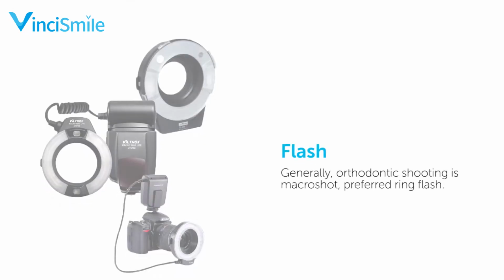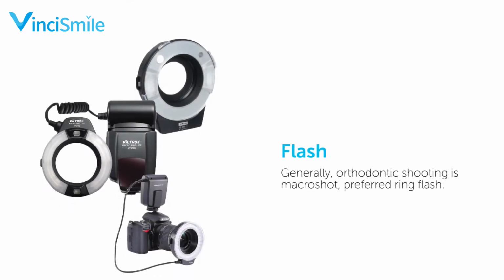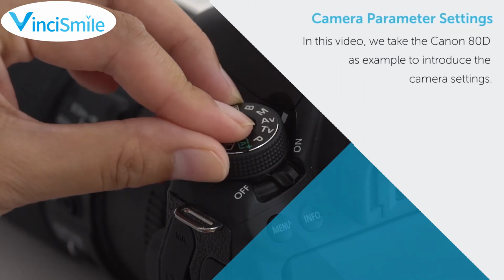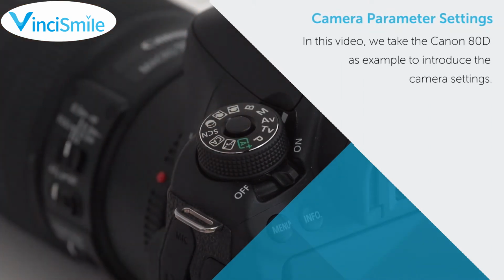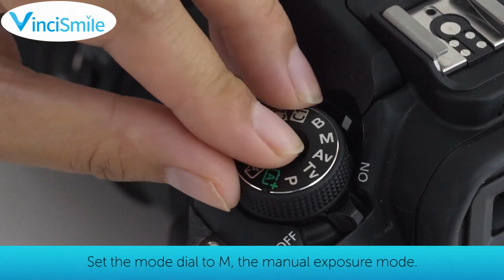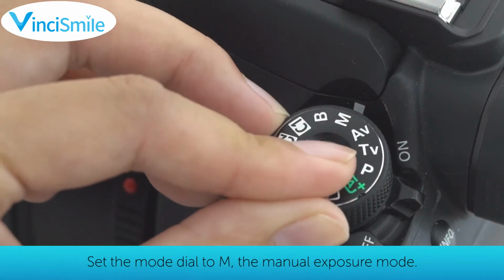Flash. Generally, orthodontic shooting is macro shot, preferred ring flash. Camera parameter settings. In this video, we take the Canon 5D as example to introduce the camera settings. Set the mode down to M, the manual exposure mode.